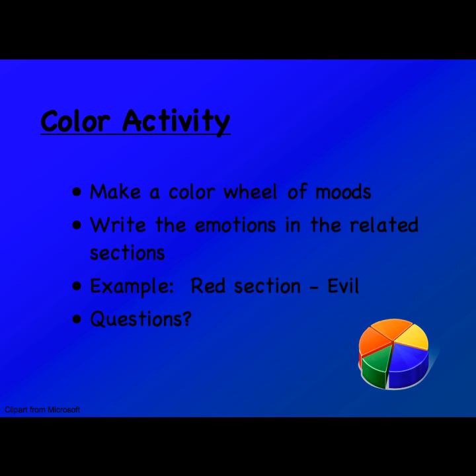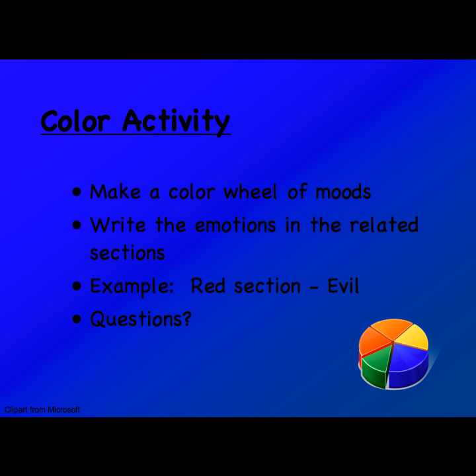I'd like you to make a color wheel of emotions or moods. Write the words you come up with in each color you think it corresponds with. For example, in the red section you could put evil or bad, relating to the Nazi swastika. Are there any questions? Let's jump right into lighting then.